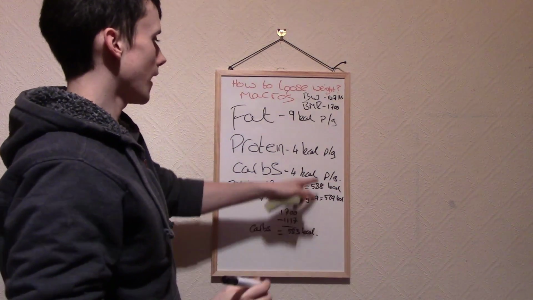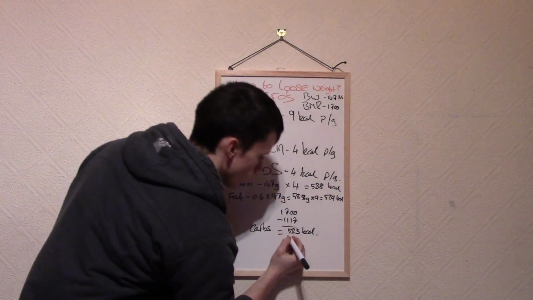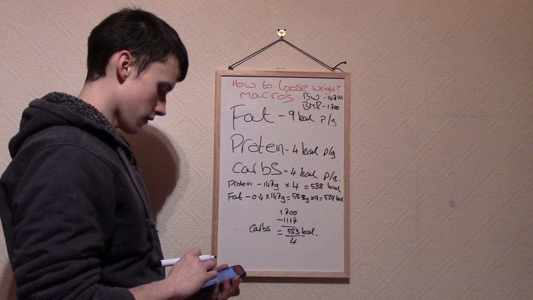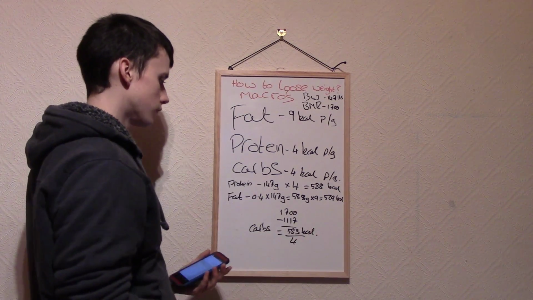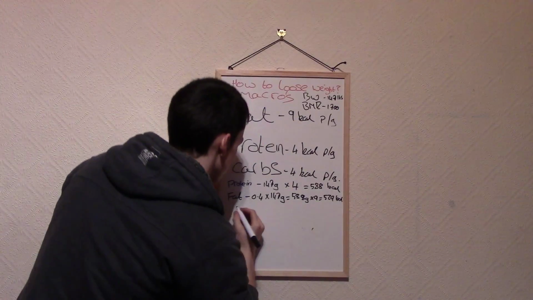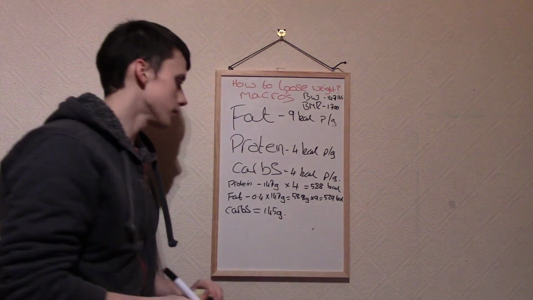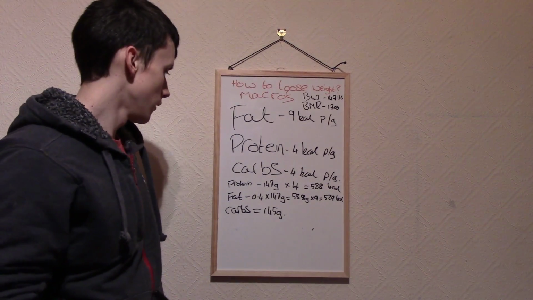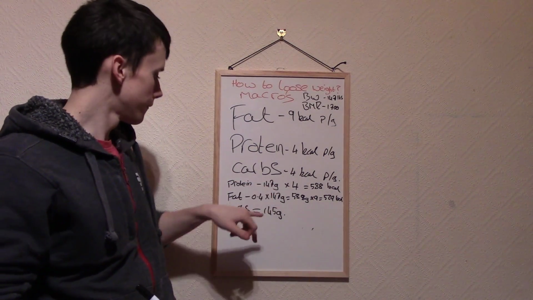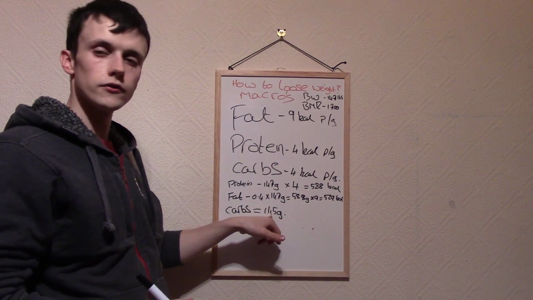So we know that, and we know there's 4 calories per gram. So to work out how many grams you need, you divide it by 4. And we get 145 grams. So carbs equals 145 grams. So now, rather than counting calories, we know our body needs 147 grams of protein. It needs 58.8 grams of fat, and carbs 145 grams.